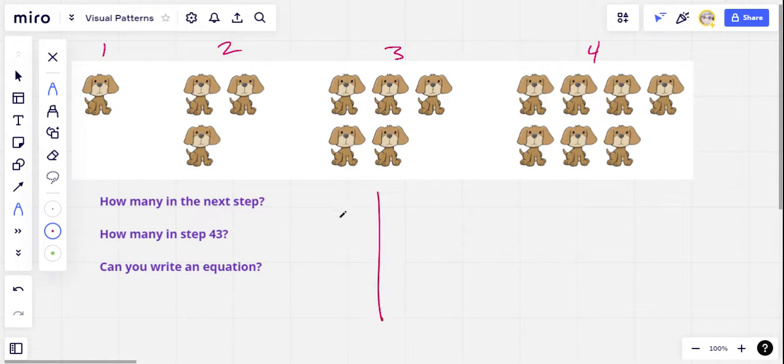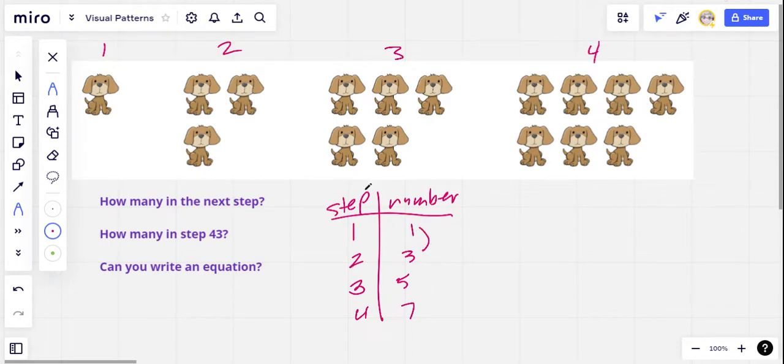I think a good way to keep track of that is with a chart. So I'm just going to make a quick chart here. I'll put the step number and then the number of puppies. So step 1 has 1 puppy, step 2 has 3 puppies, step 3 has 5 puppies, and step 4 has 7 puppies. And when you're looking at a pattern like this that's growing, the next step in the analysis is to see what's the difference between each step.